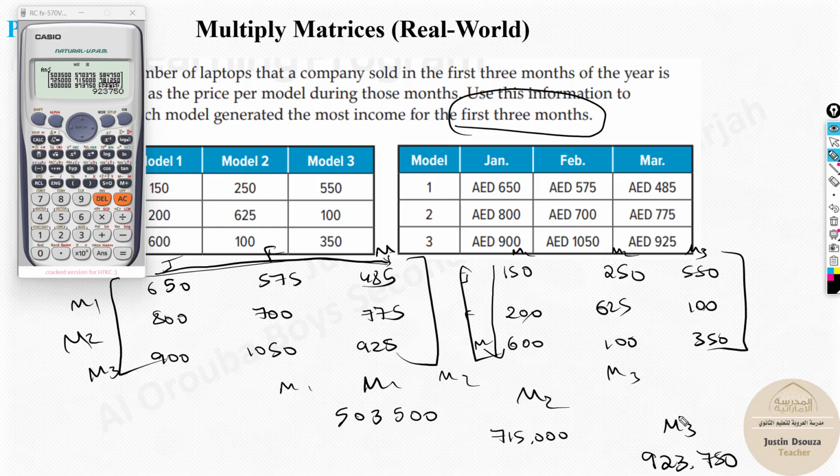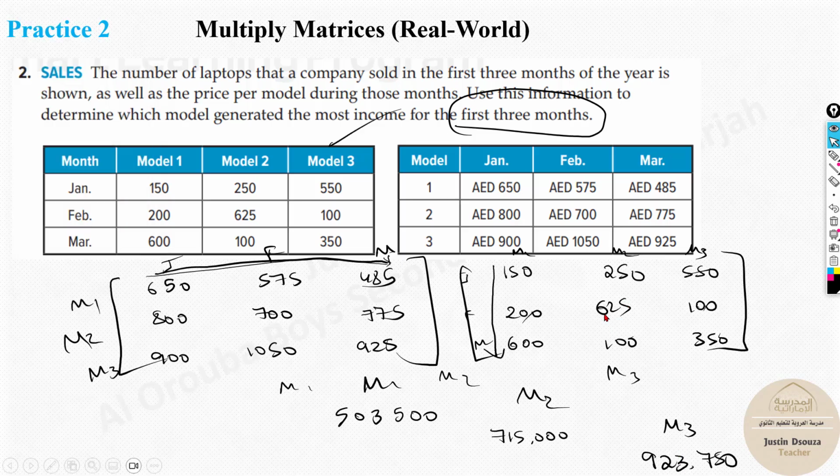That is, M3 is the highest. So model 3, right, produced the highest income. This will be the answer, model 3. And how much it produced? 923,750 dirhams. That's the answer, model 3. Okay, they did not ask us to find how much, but model 3 produced the highest amount.